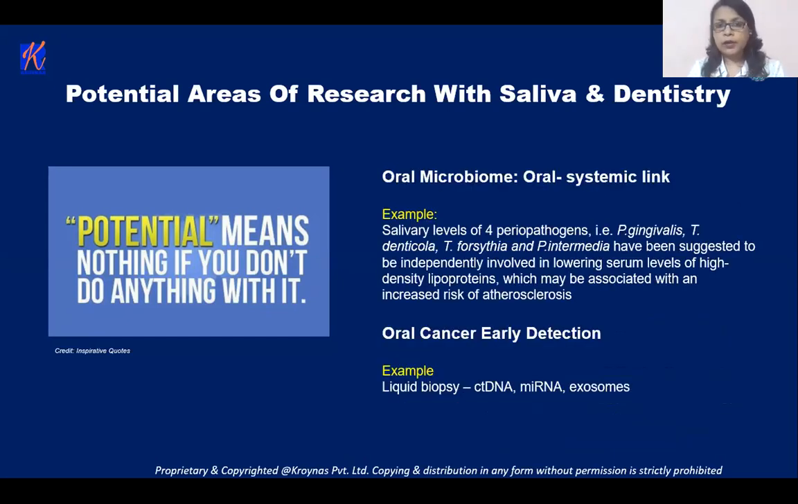And oral microbiome, we all know about how the periopathogens, like for example, many of the studies have shown, and particularly one study has shown where 4 periopathogens have been independently involved in lowering the serum levels of high density lipoproteins, and that is why the same thing has been responsible for increased risk of atherosclerosis. I think this is a very known fact to many of us.